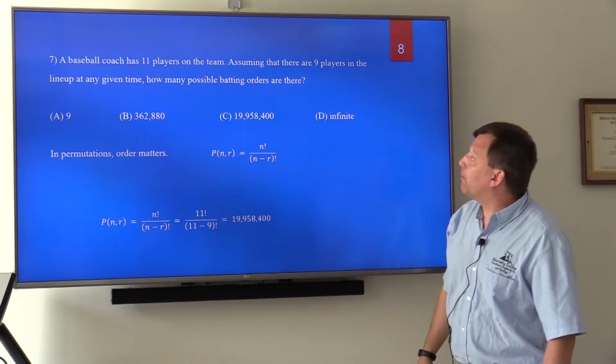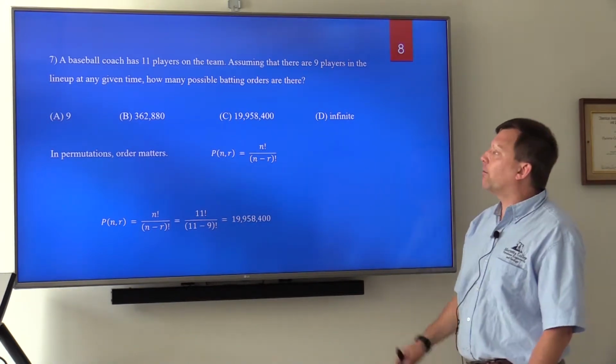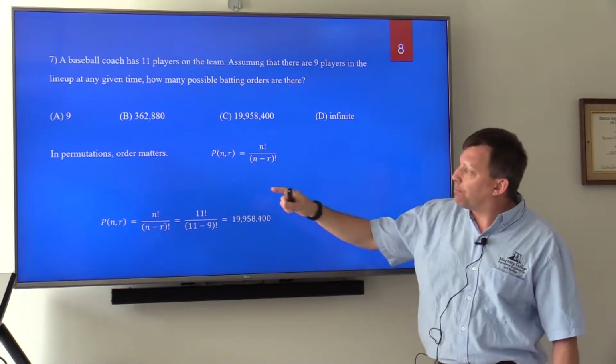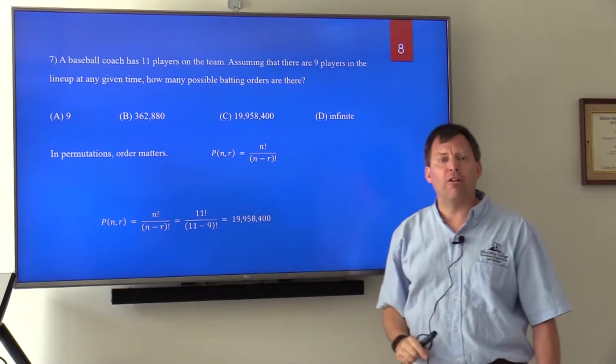A baseball team has 11 players, with 9 players in the batting order. How many different batting orders are there? Okay, now this is an example of a permutation, because order matters.